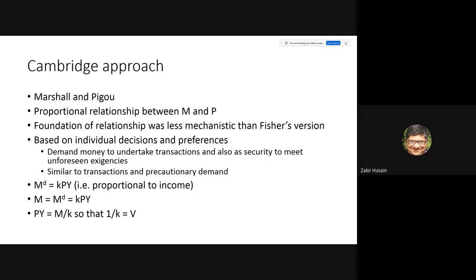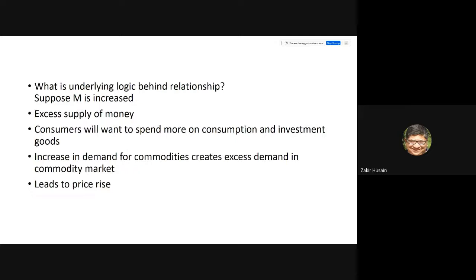So the Cambridge model is similar. They just use, instead of V, 1 by K. That is the only difference. But the advance that Pigou made was he explained the demand for money in terms of transaction and precautionary demand. He may not have used the words; Keynes brought them, or subsequently these terms were used.